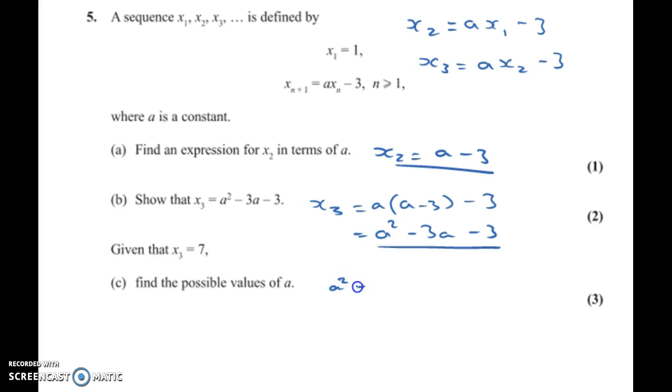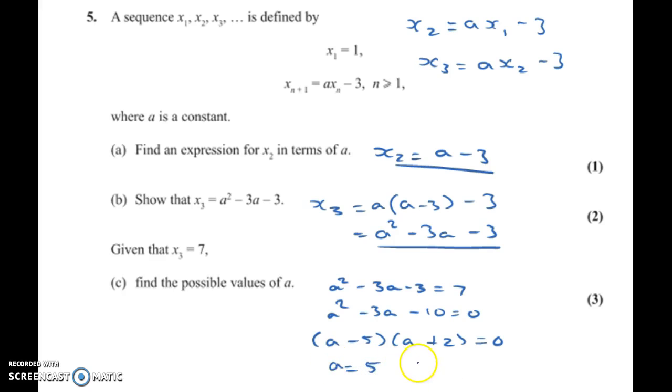So we've got a squared minus 3a minus 3 equals 7. a squared minus 3a minus 10 equals 0. So when we factorise, it's got to equal 0. This factorises quite nicely into 2 brackets, a minus 5, a add 2, because we needed numbers that multiplied together to give you minus 10 and added together to give you minus 3. So a could be 5 or a could be minus 2. There we have it, end of the question.